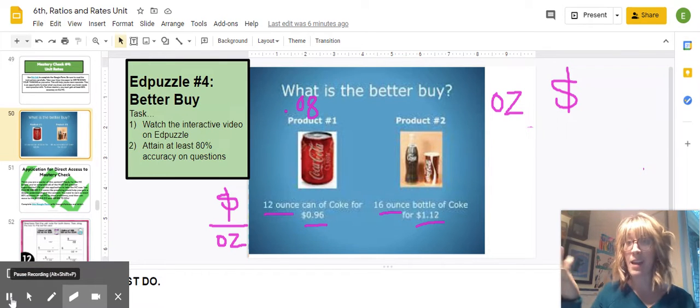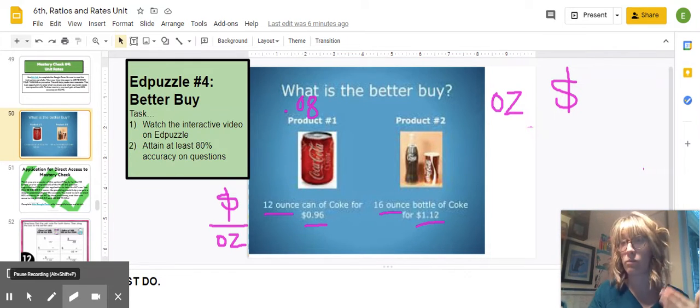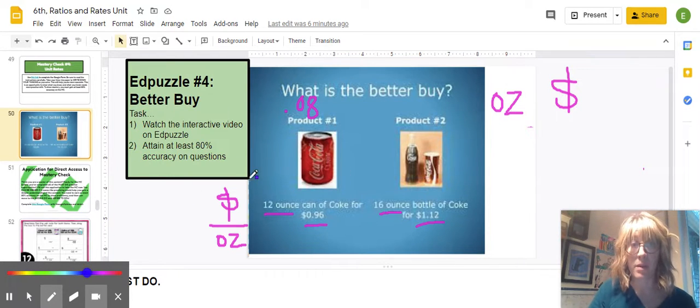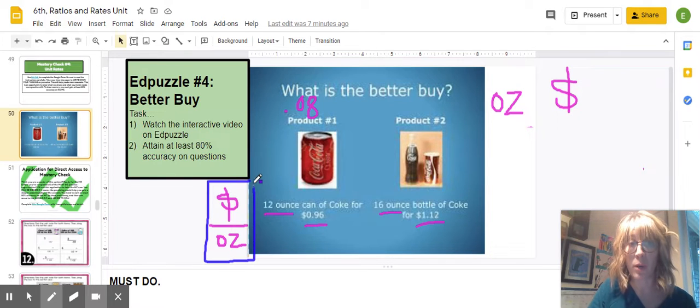Then the question is, how much does it cost if you want to buy it in a bottle? And we want to know, is it less? Does it cost less? Is it a better deal, or does it cost more? Is it not as good of a deal? Is it a worse deal? So we're going to take the same exact strategy and think about how much it costs per ounce.